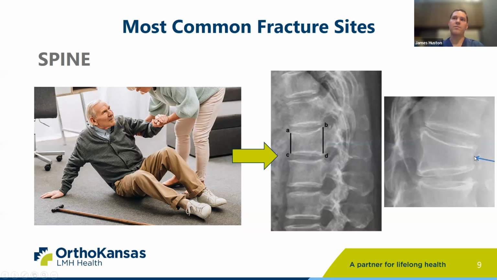So you can imagine if you have one or more wedge shaped fractures like this, it's going to start to kind of angle the back forward into what we call kyphosis, or bending forward. So that is one kind of warning sign to look for: if someone is having more and more forward bending through their back, it might be a sign that anterior wedge compression fractures are occurring.